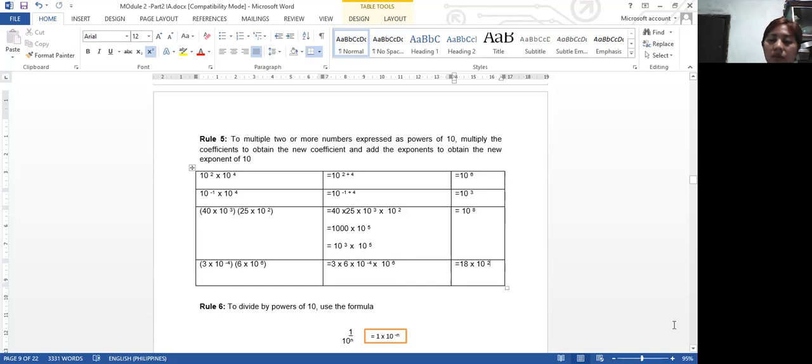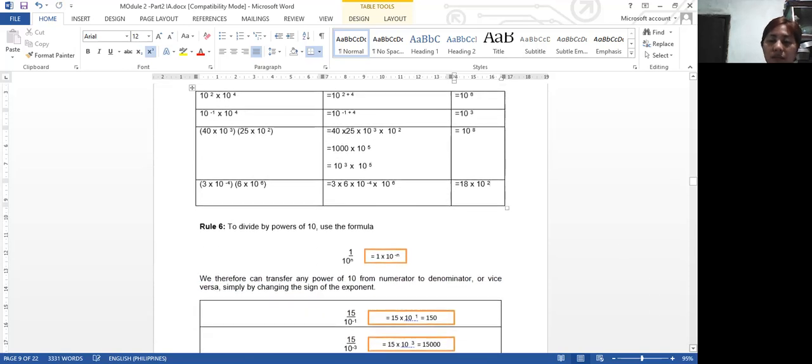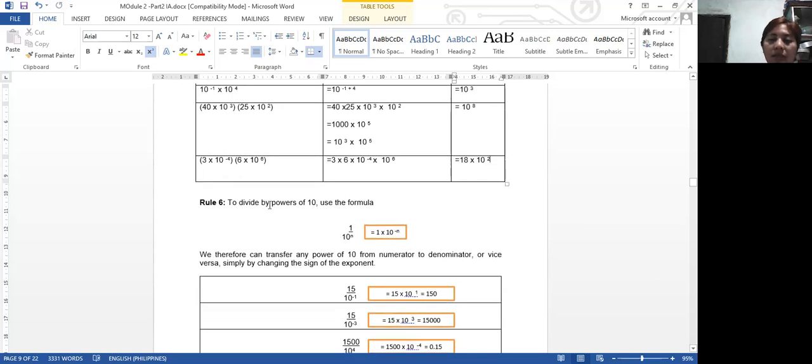Okay, so here rule 6. For rule 6, to divide by powers of 10, use the formula 1 over 10 to the n, where n is the exponent. Now, if you are going to convert this to a power of 10, then if the exponent is positive, it will become negative. If the exponent is negative, then it will become positive.